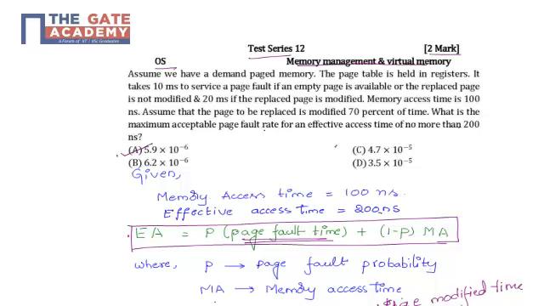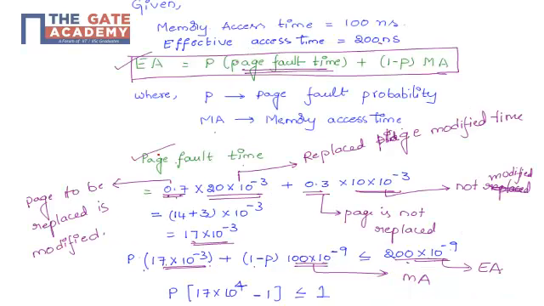From this question, we got to know how to find out the effective access time, how to find out the maximum acceptable page fault rate by using effective access time, and how to find out the page fault time using two cases: whether the replaced page is modified or not, and whether the page is replaced or not.